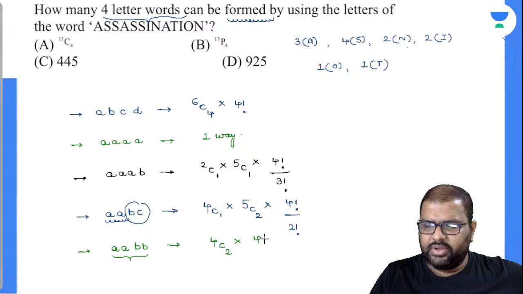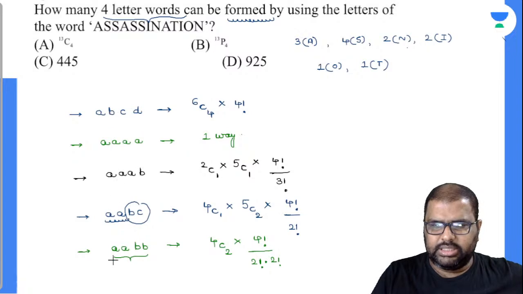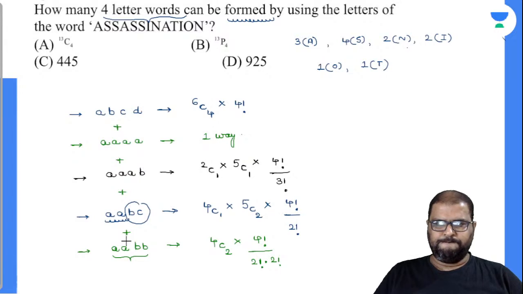Arrange them. 4 factorial by 2 factorial into 2 factorial. This is your answer. कितना choices आ गया? 4 choices. 1 2 3 4 5 choices आ गया. You have to add all those things. Add all those things, you'll get the answer. Am I clear regarding this? Perfectly clear.